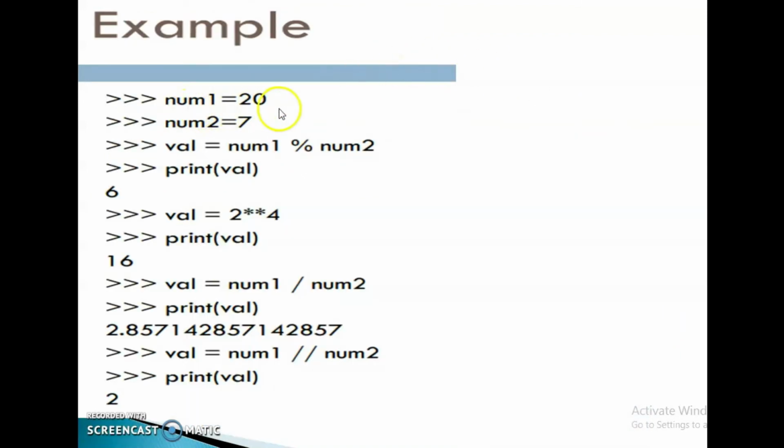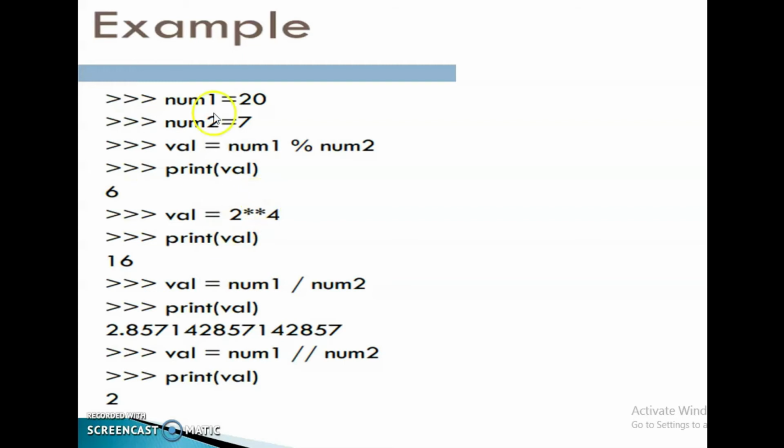Example, num1 is equal to 20, num2 is equal to 7. val is equal to num1 mod num2. This one is the modulus operator. We will get the remainder. Num1 20, num2 7. 20 divided by 7. The remainder is 6.